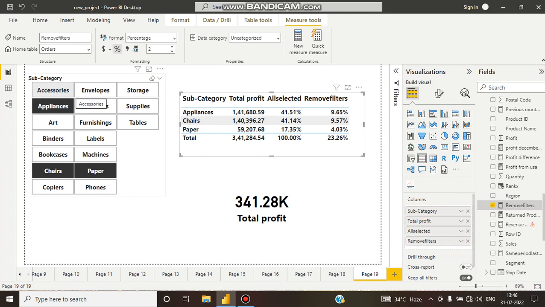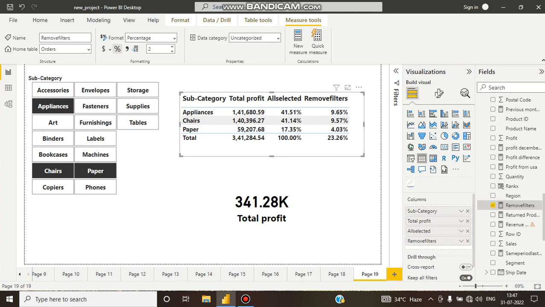Among 15 items, three products are selected. So what is the percentage of those three products among 15 products? You got my point, I think. REMOVEFILTERS is taking all 15 items. Among all 15 items, it is creating the percentage of these selected three items. So among 15 products, these three items' percentage is 23.26%.